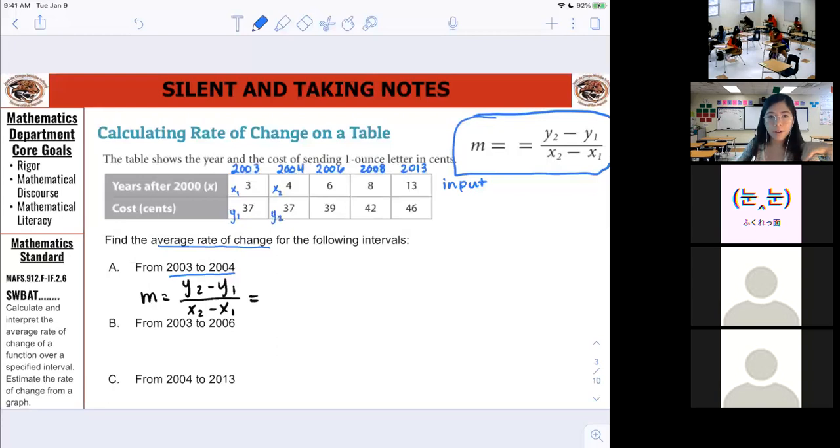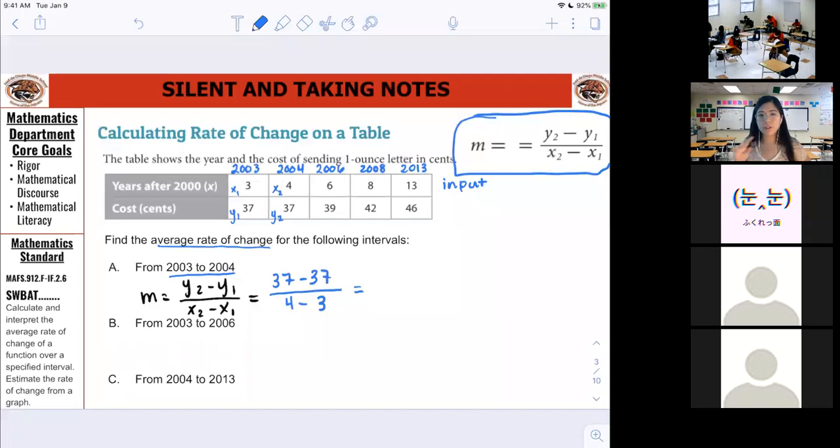Okay, so then I go to my formula and I'm going to copy down my numbers exactly the way they want me to copy them down. So starting with y2 on the numerator, that's 37, minus y1, which is also 37, over x2, which is 4, and minus x1, which is 3. So this formula tells me exactly what to put in based on my table.